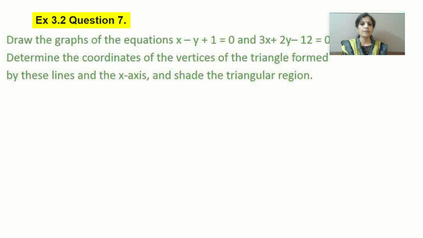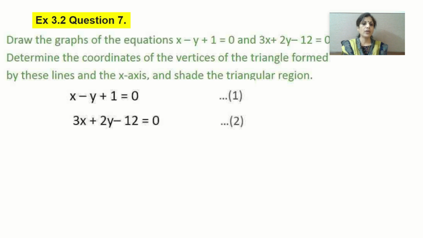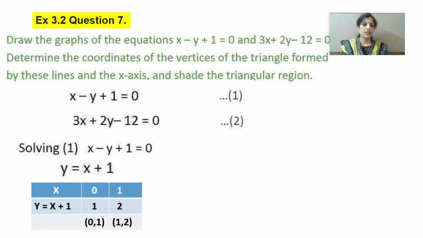So let's solve it. We will consider x minus y plus 1 is equal to 0 as equation 1 and 3x plus 2y minus 12 is equal to 0 as equation 2. Now the next is we'll solve equation 1 because we need to find its coordinates. So equation 1 we will write in the form y is equal to x plus 1. Then we'll make a table. If x is equal to 0, then y is 1. So first coordinate is 0 comma 1. If x is equal to 1, then y is equal to 2. So the second coordinate is 1 comma 2.